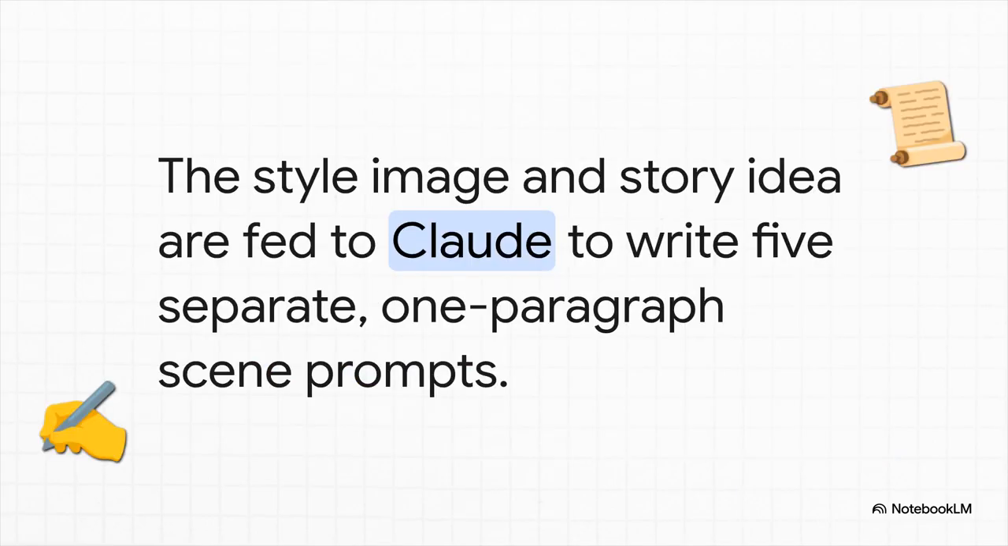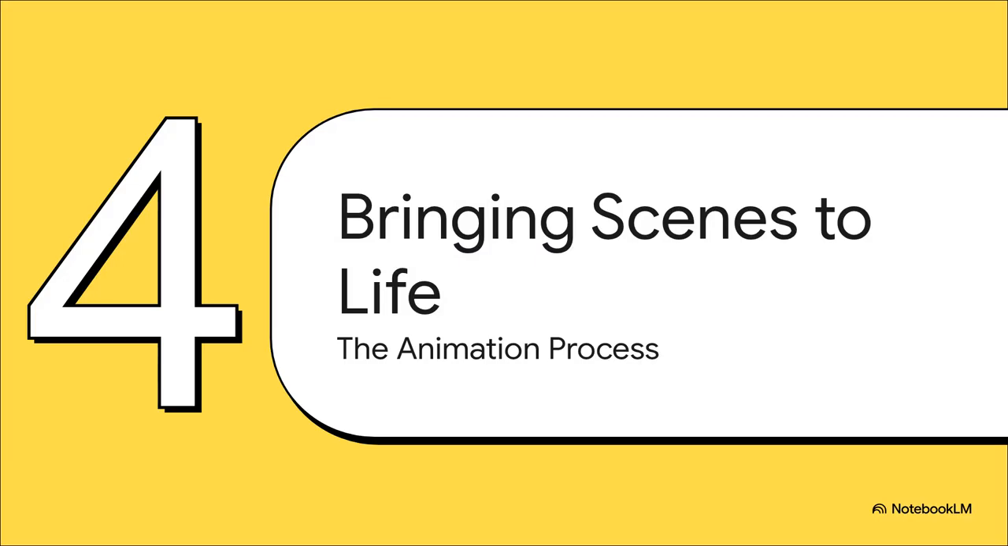Okay, with that rule in mind, we go back to our AI prompt engineer. We feed it our main story idea and that style image we generated. Then we ask it to spit out 5 separate one-paragraph scene prompts, and because of our rule, each one is now hard-coded with our visual style. Perfect. So now we've got 5 perfectly crafted prompts. They're all consistent. They're all aligned with our visual style. You know what that means? It's time to bring these scenes to life through animation.